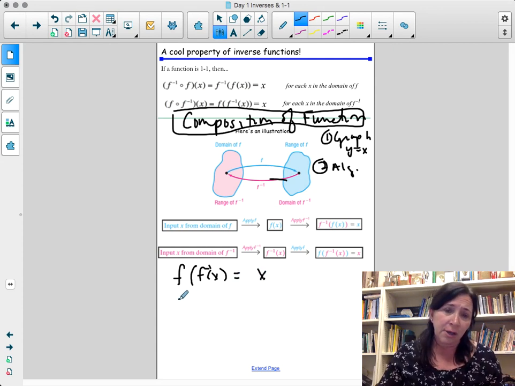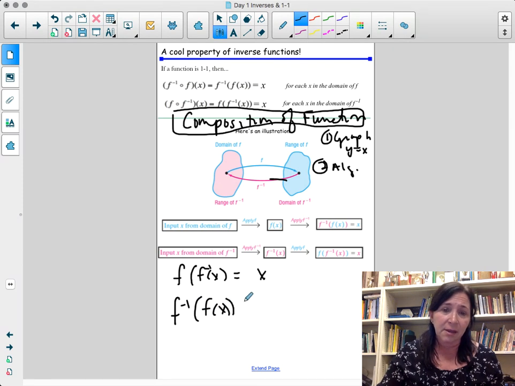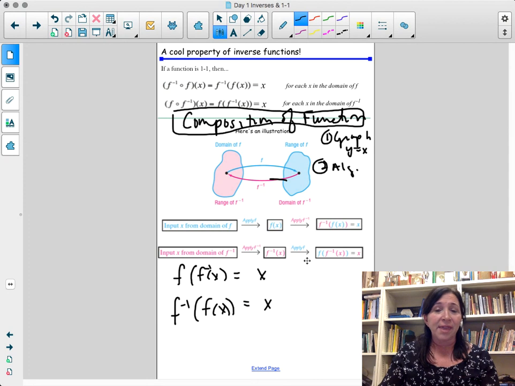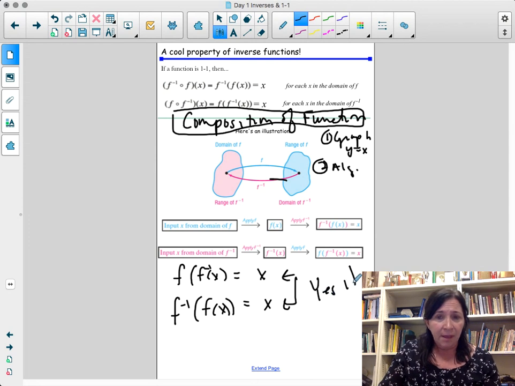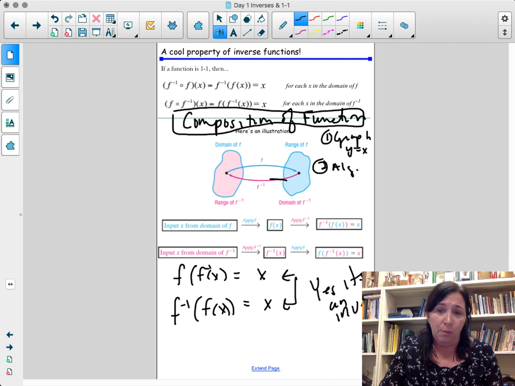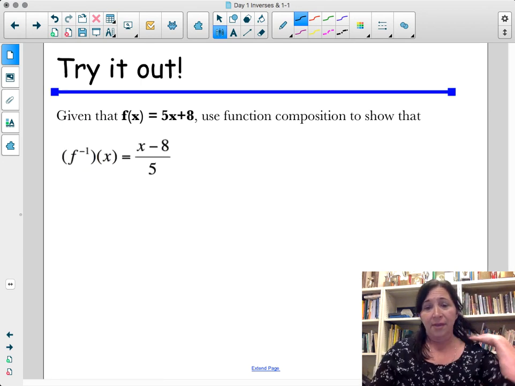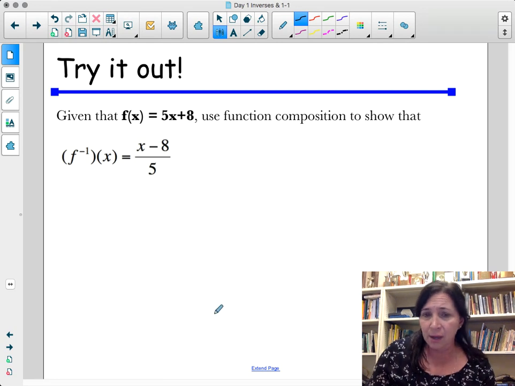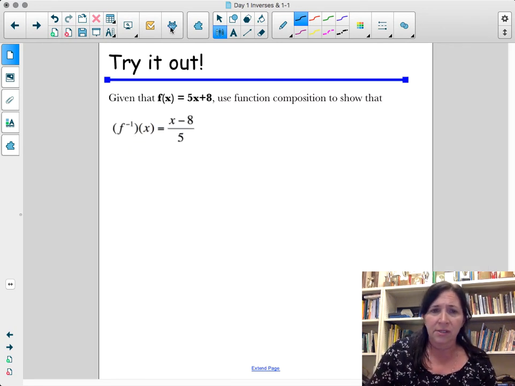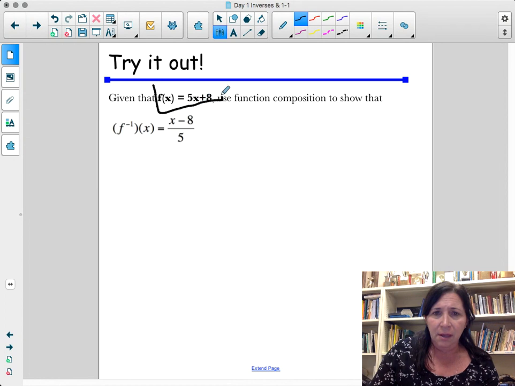And I could also have an inverse function and plug in f of x and get x. And what that tells me is if I do get x, that means yes, it's an inverse. That's the whole point of that, okay? And it's called composition of functions. So let's try that. Okay, so the first thing you're going to do, see, here's f of x, and here's the inverse of f of x.